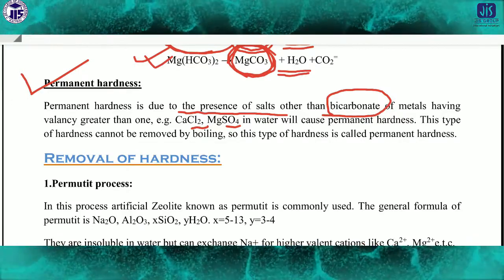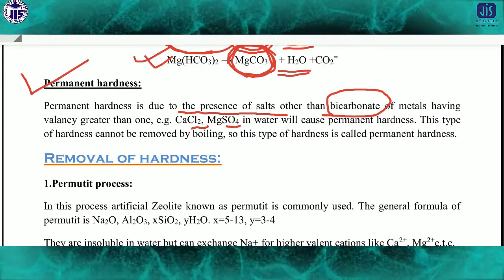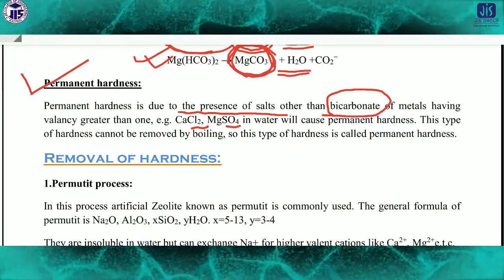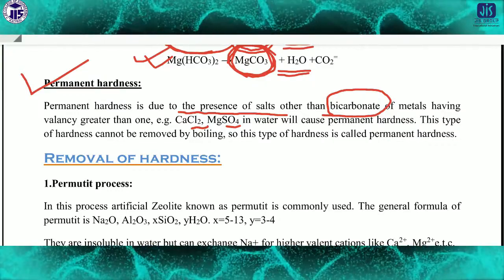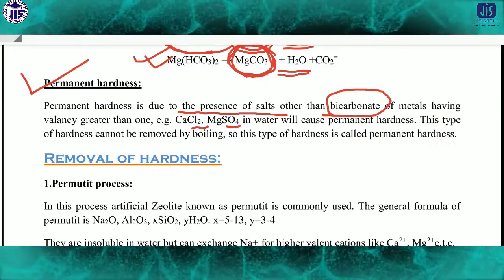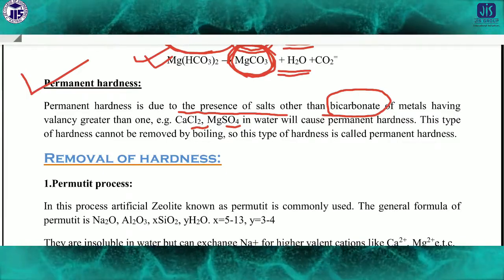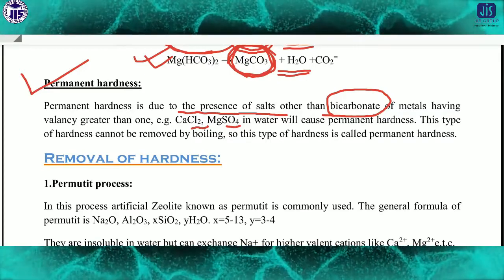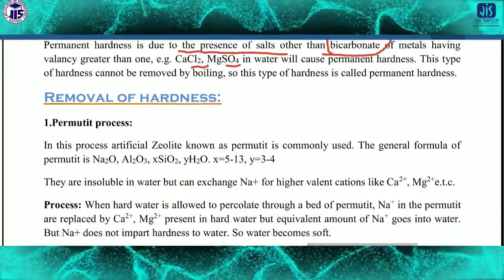Okay, so you can't remove permanent hardness in the simple way like temporary hardness. That means for permanent hardness we should take some kind of special procedure by which we will be able to remove it. How is it possible to remove permanent hardness? I'll show you. A very common process for removing permanent hardness is the permutit process. So first of all you have to know what permutit is.